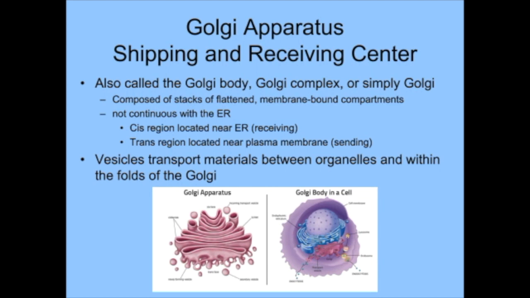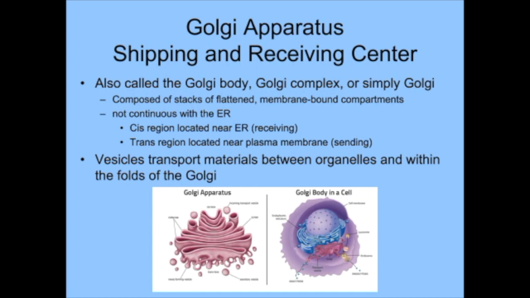So here we go. The Golgi apparatus. The Golgi apparatus is the shipping center. Personally, it's my favorite organelle. It just does lots of different things. It has a really cool shape. I don't know, it just is interesting to me. It's sometimes referred to as the Golgi body, the Golgi complex, and sometimes we just call it the Golgi.